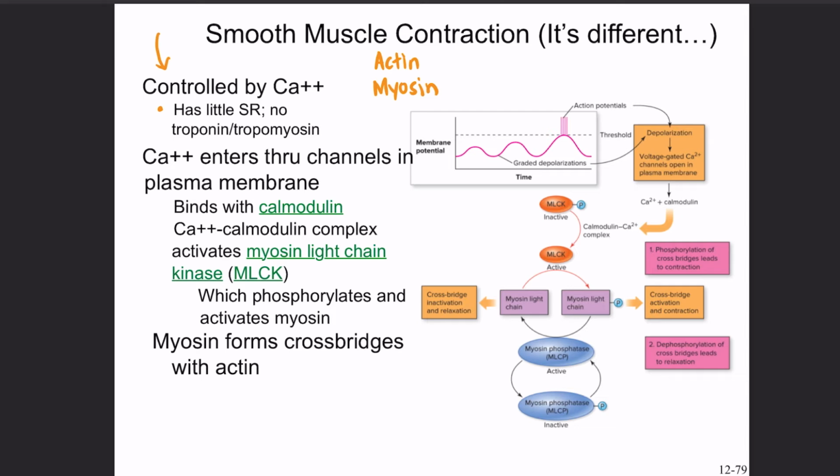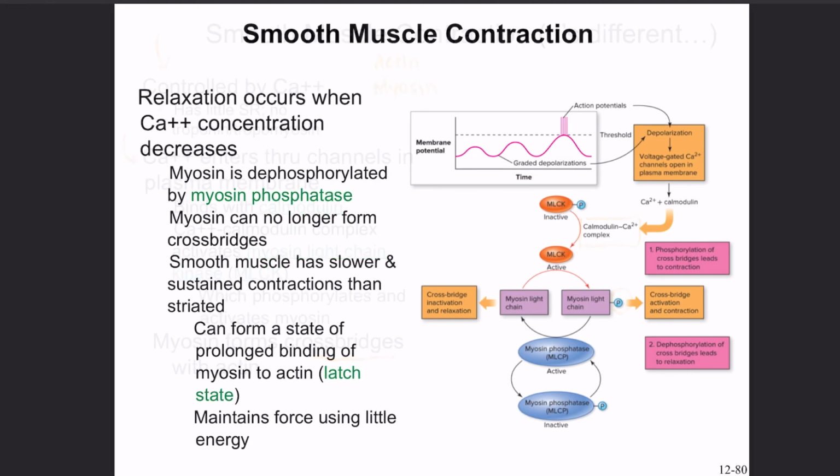With excitation, with an action potential, calcium will enter through the plasma membrane channels and it binds with a protein called calmodulin, and it becomes this calcium calmodulin complex, which is going to activate an enzyme called MLCK, myosin light chain kinase. This is then going to phosphorylate, or add a phosphate to, your myosin, which is then going to allow myosin to form cross bridges with actin. It is now active, can form cross bridges, and now can shorten.